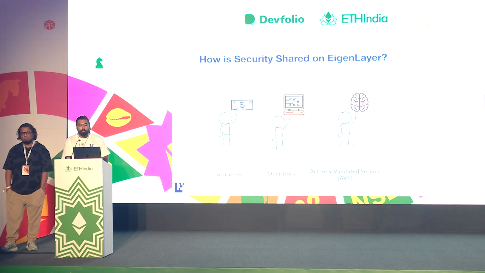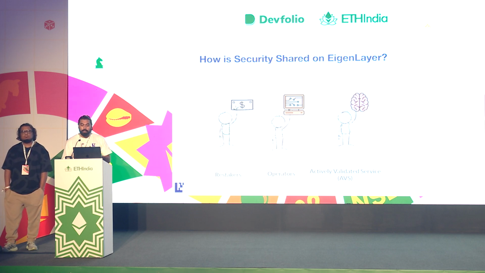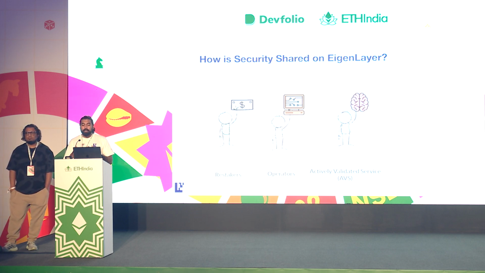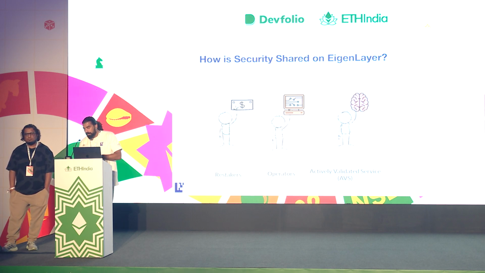So let's talk about how shared security works on EigenLayer. We have restakers, so users like you and me can deposit funds on EigenLayer, and we delegate that capital to operators. Operators are service providers like Coinbase, Figment, anyone who could run a validator could be an operator. It is all permissionless, right?